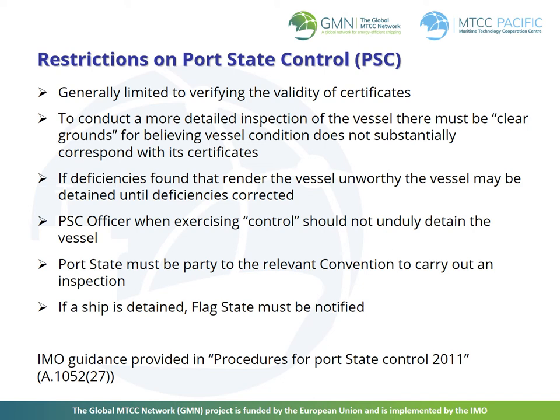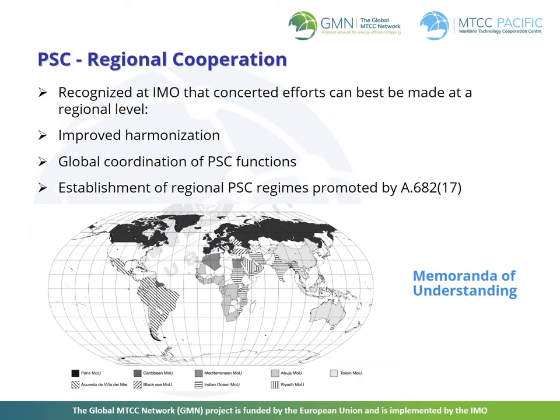The port state must be a party to the relevant convention to carry out an inspection. If a ship is detained, the flag state must be notified. IMO guidance is provided in Procedures for Port State Control 2011. There are 9 regional agreements on port state control.